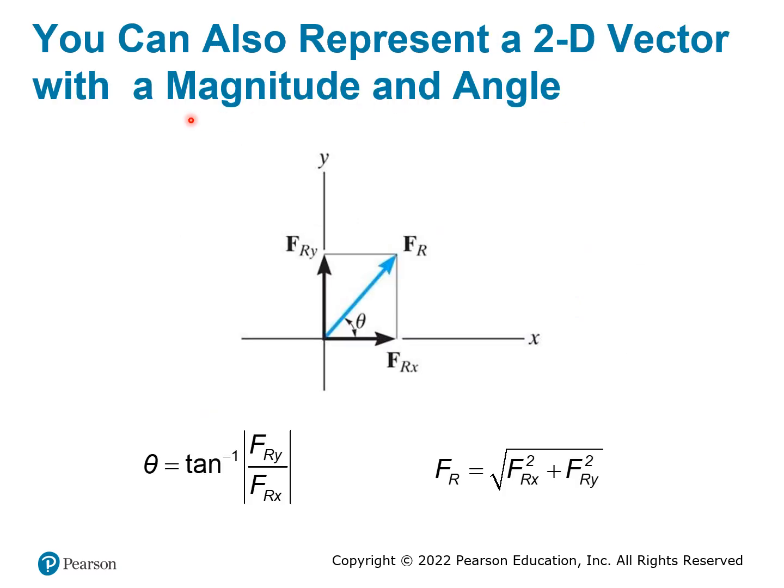Let's quickly review how we can represent a 2D vector with a magnitude and angle.